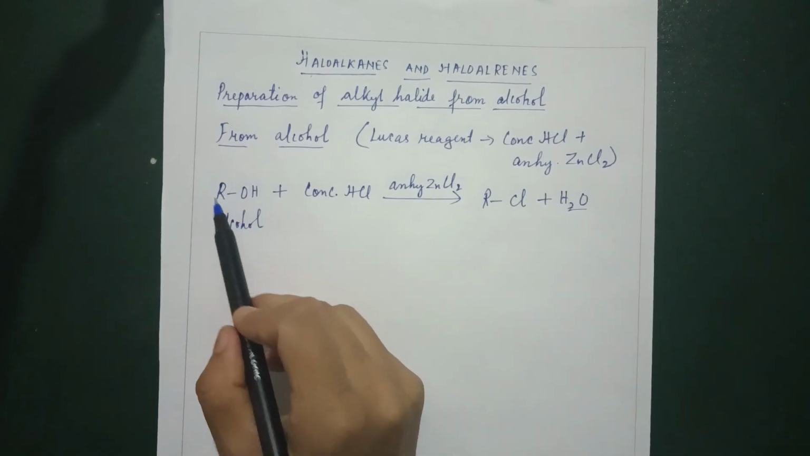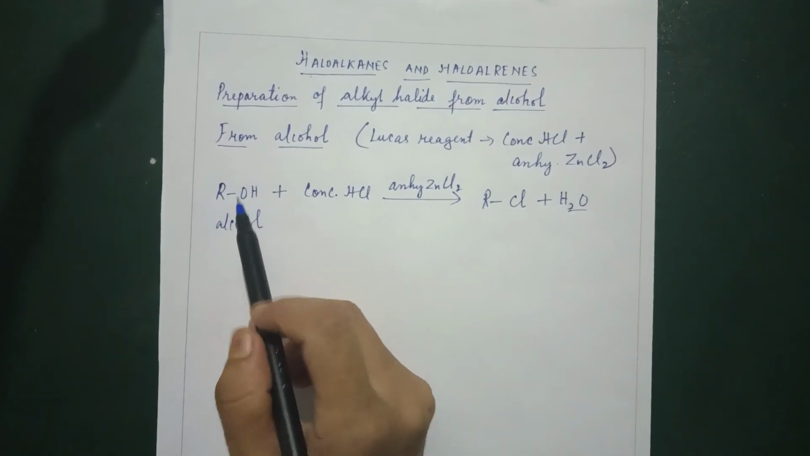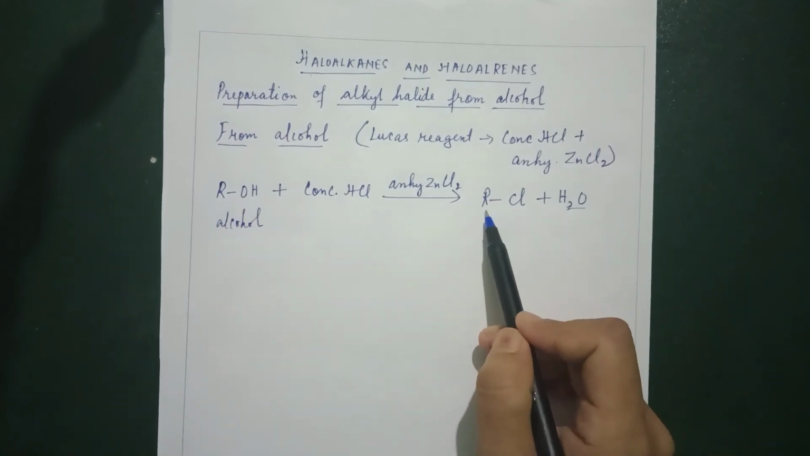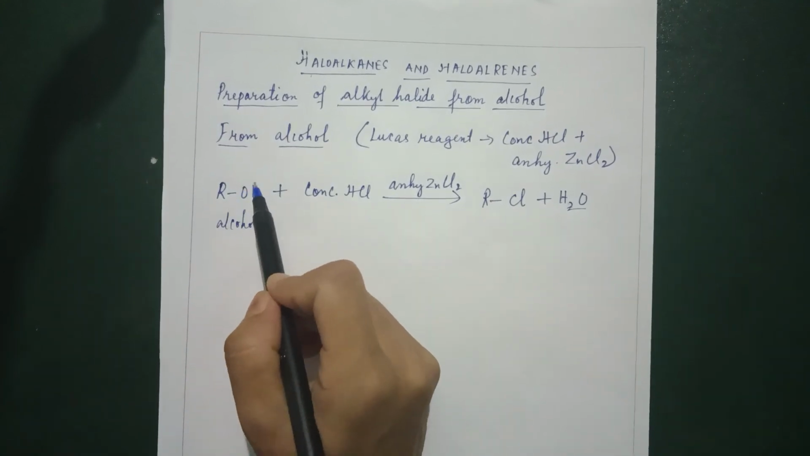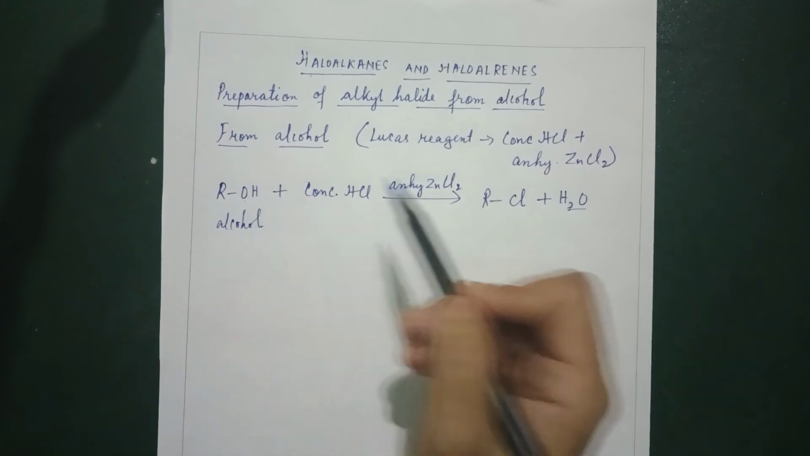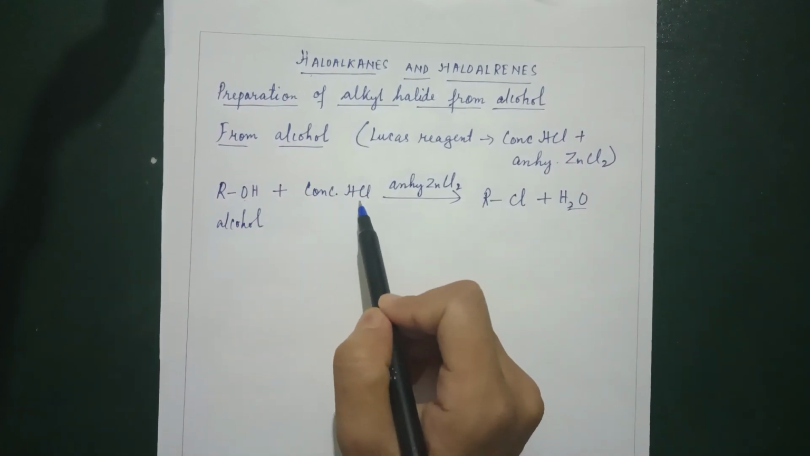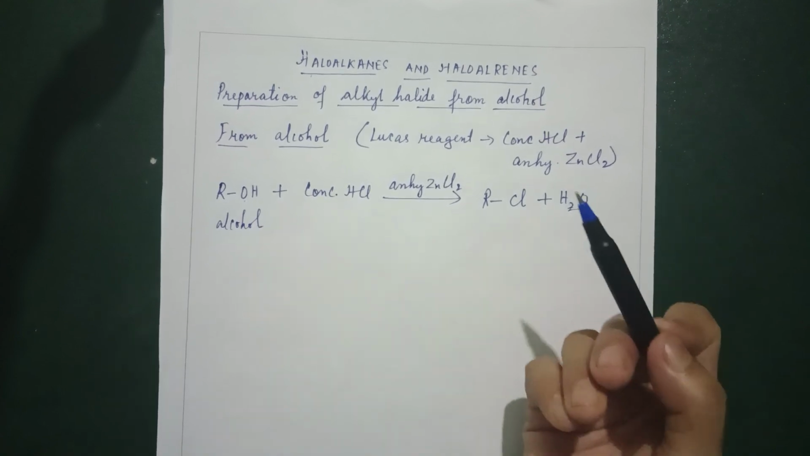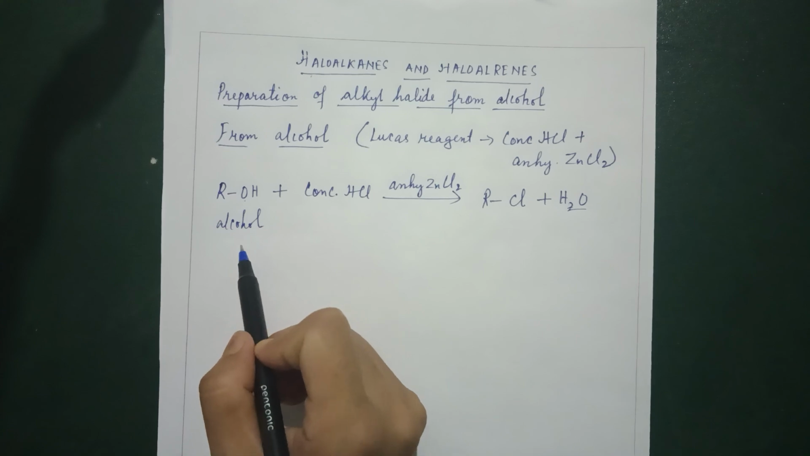Let us see the changes. On the reactant side, there is alkyl. On the product side, there is also alkyl now. What changes here? The OH has changed into Cl. From where has the Cl come? From this Lucas reagent.